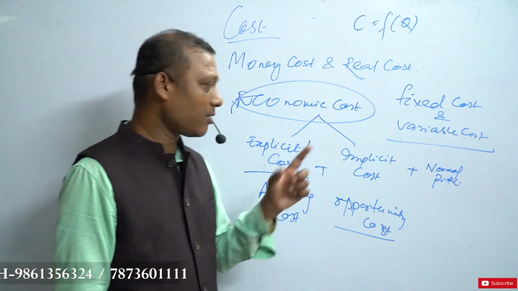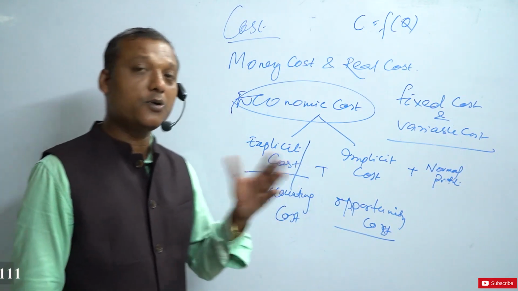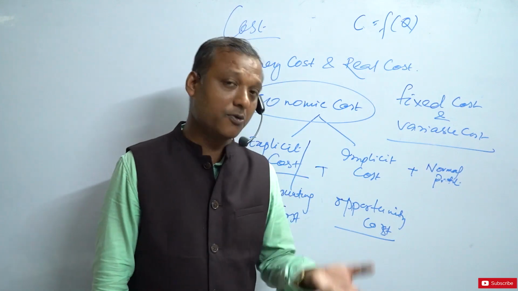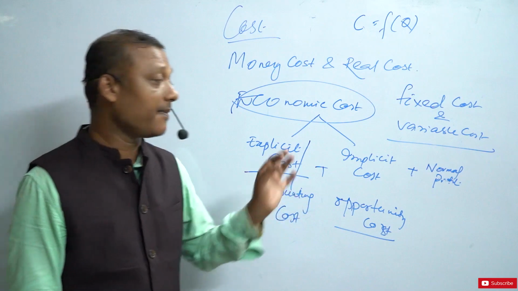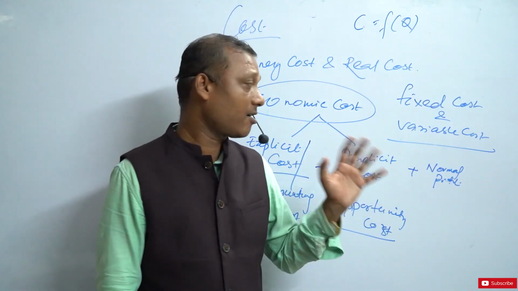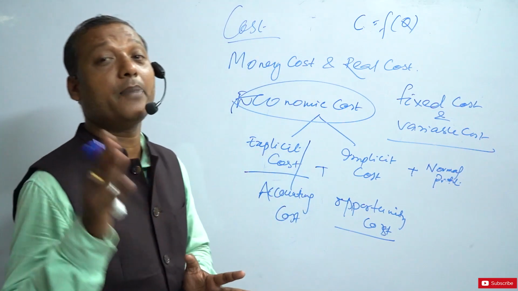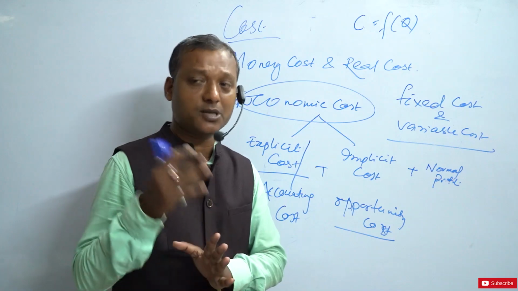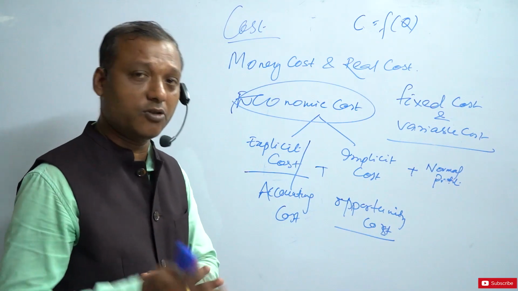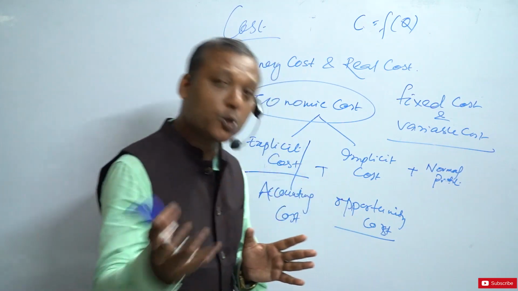Fixed and variable cost, one more point comes here: fixed cost is an independent cost. Whether you produce or you do not produce, fixed cost will never change. It remains purely fixed. Fixed cost is known as independent cost, whereas variable cost is known as your dependent cost. Fixed cost is not related to your production. Whether you produce large, whether you produce small, whether you don't produce, fixed cost will be there.